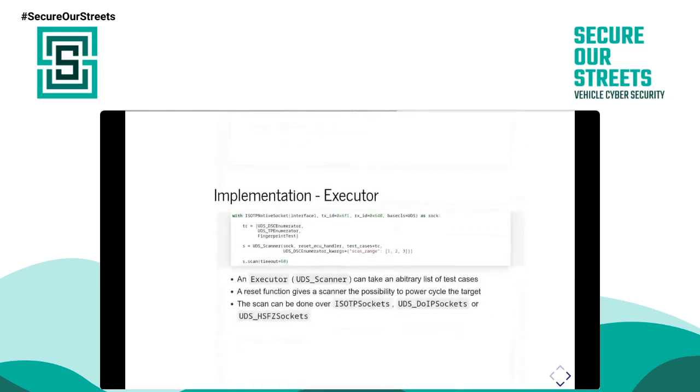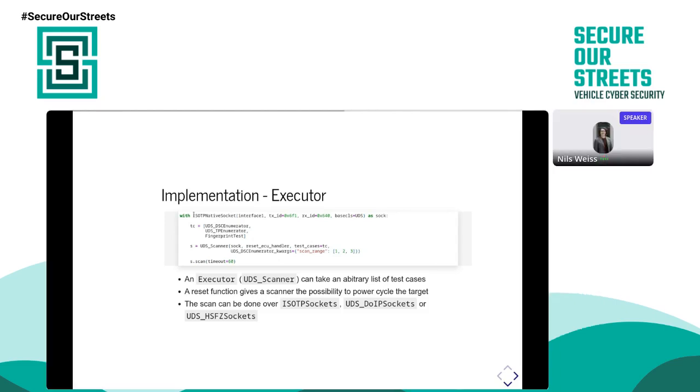And finally, we can run this special fingerprint test in our executor. We just need to recreate an ISOTP socket here in this example. Also, a diagnostic over IP socket would be possible. And then we can run our scanner with a socket, with a reset handler function, and with a list of test cases. We can even give special parameters to our test cases here.